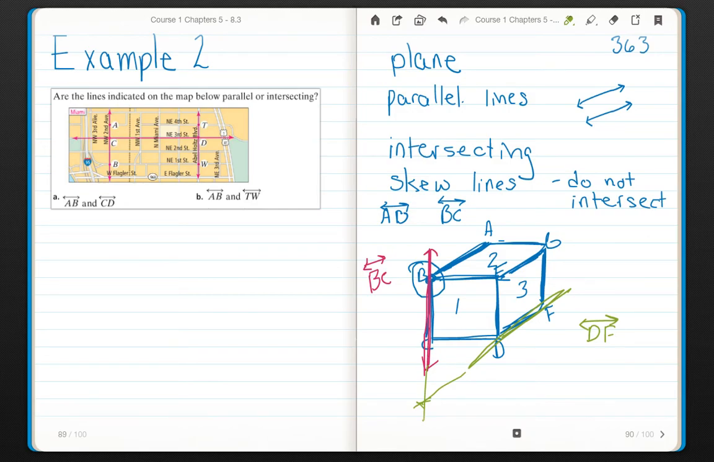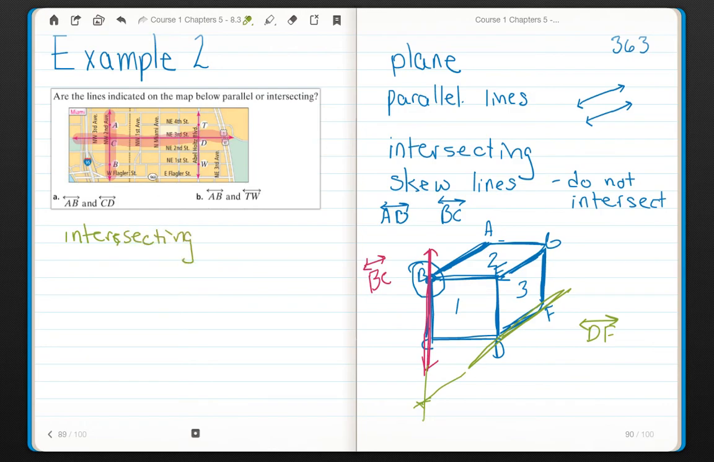So let's go to example 2. Are the lines indicated on the map below parallel or intersecting? So I have lines AB and CD. So here's AB. And here's line CD. So those two are intersecting. Okay, they intersect right here at point C.